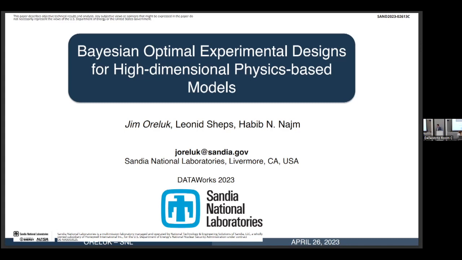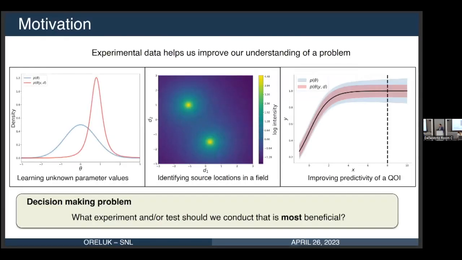Today I'll explain what Bayesian optimal experimental designs are and how we can use them to learn something about our physics-based models. This is work that I've done with my colleagues, Lenny Sheps and Habib Najim at Sandia. This slide's a little bit silly, but when we go out and run a test or collect experimental data, we're really trying to improve our knowledge or understanding of a problem.